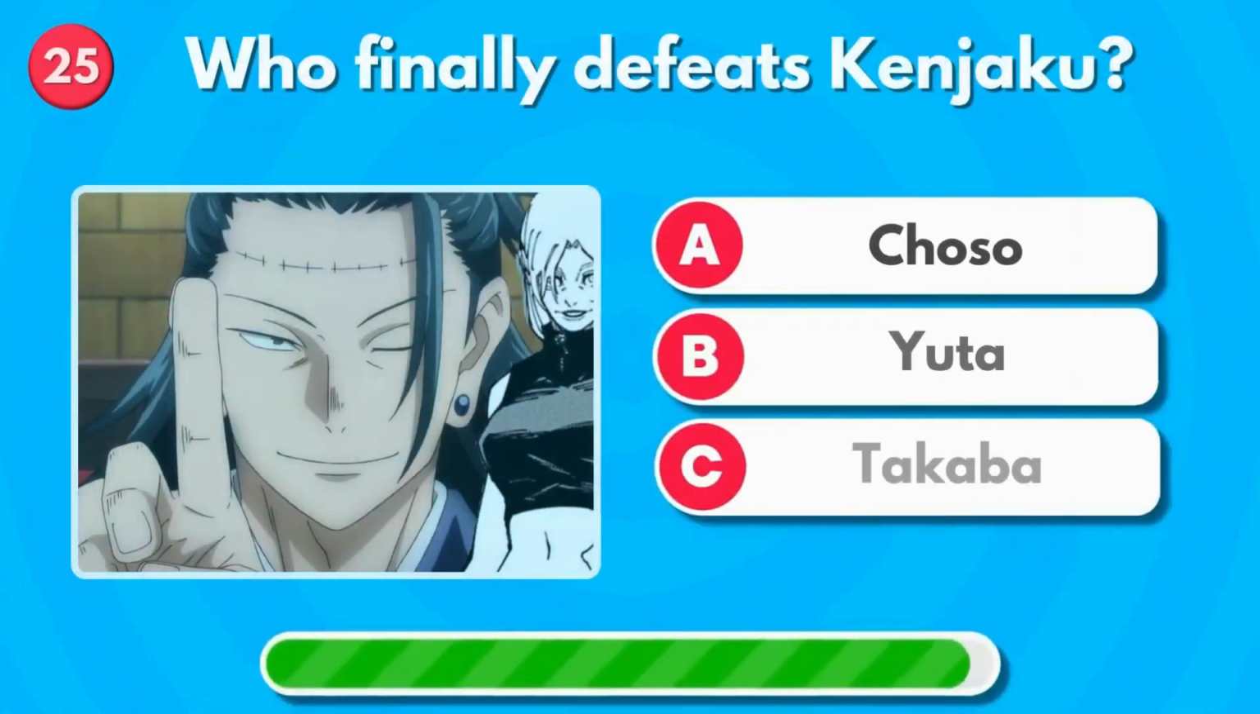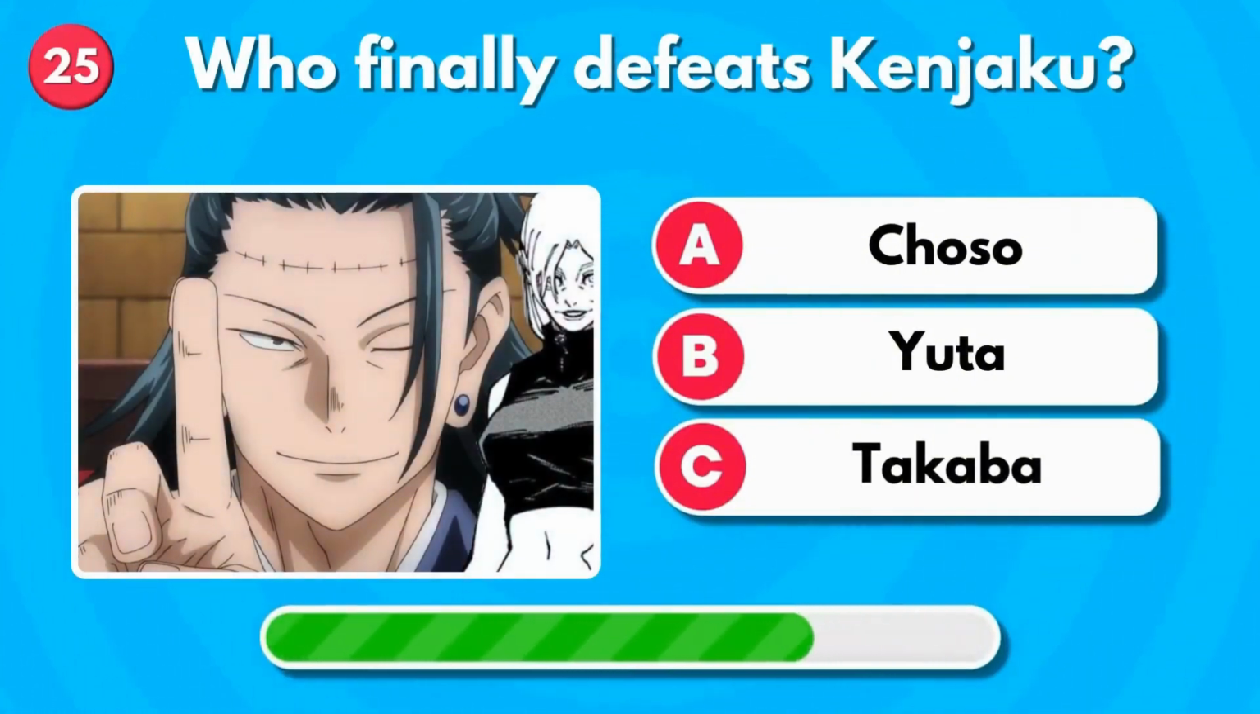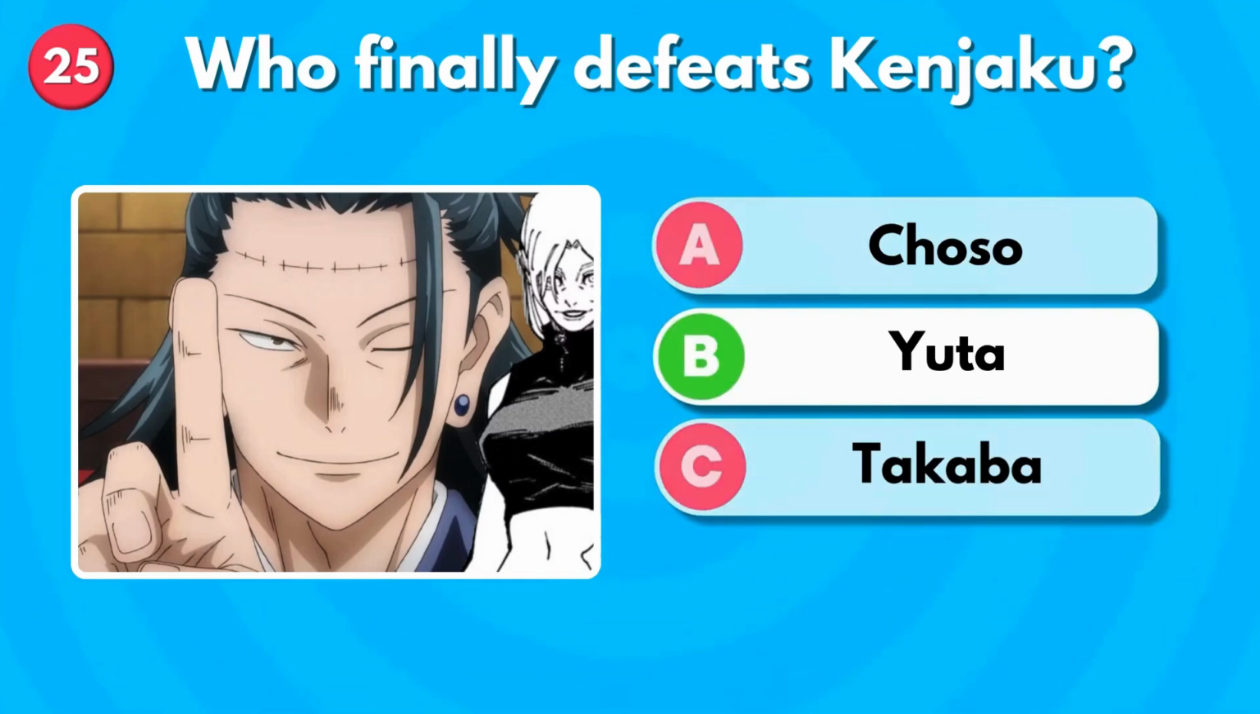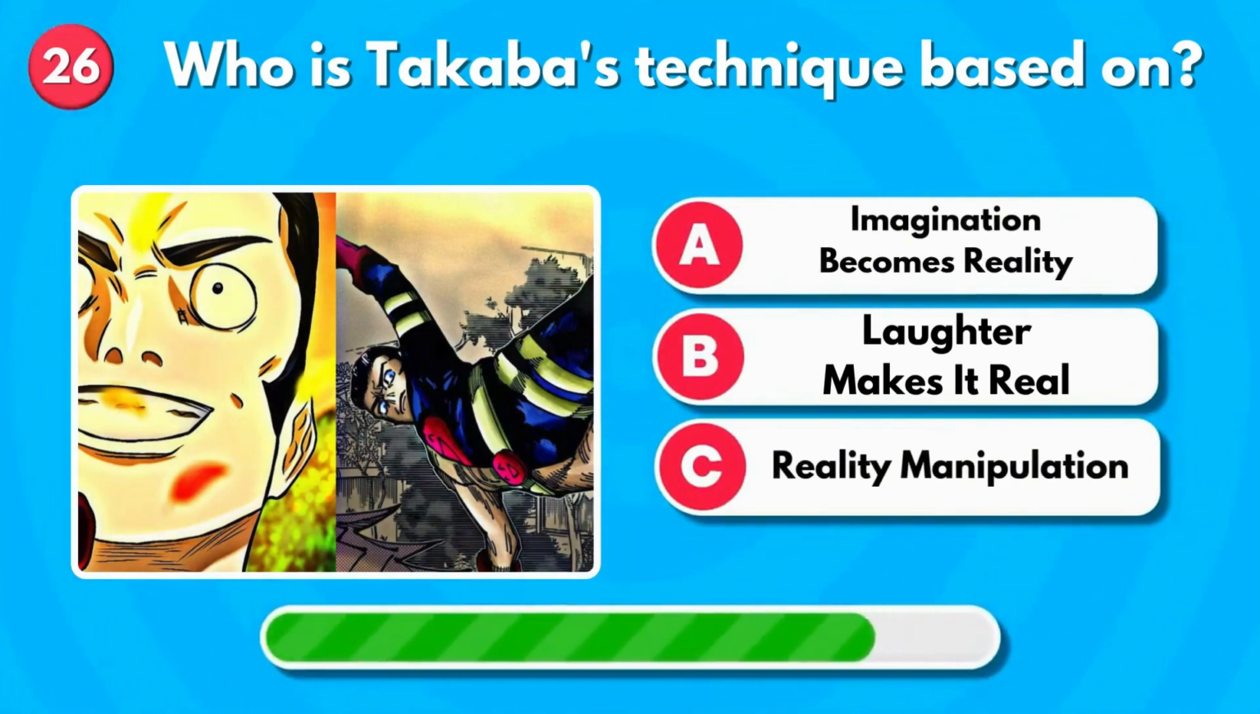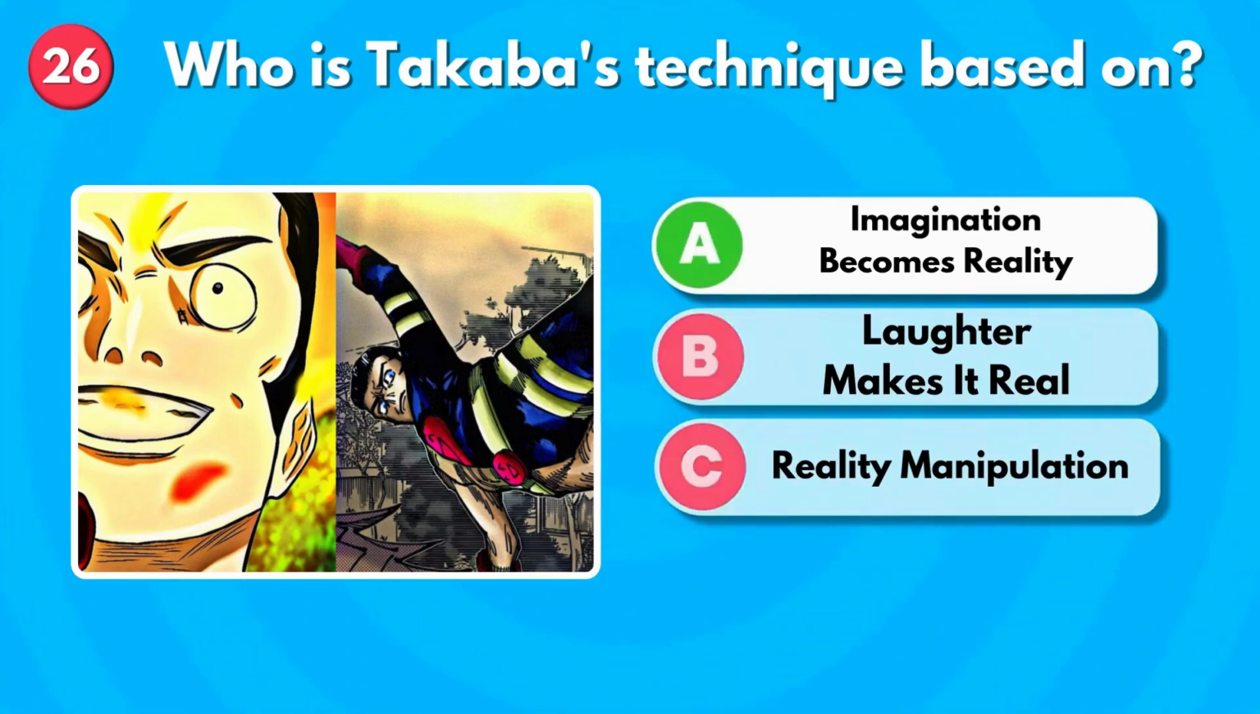Who finally defeats Kenjaku? Yuta. Who is Takaba's technique based on? Imagination becomes reality.